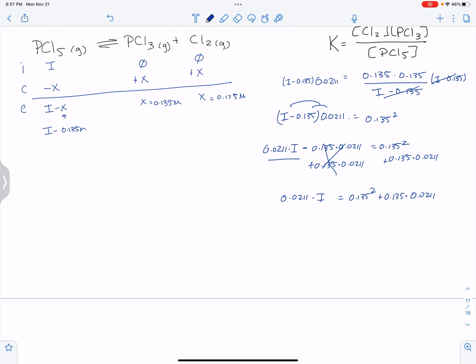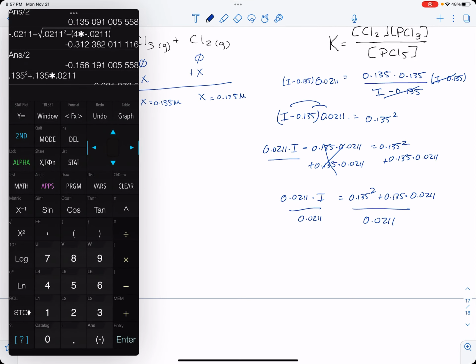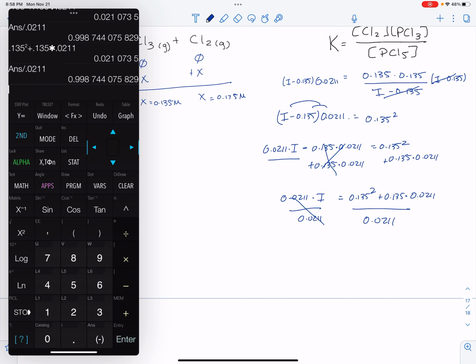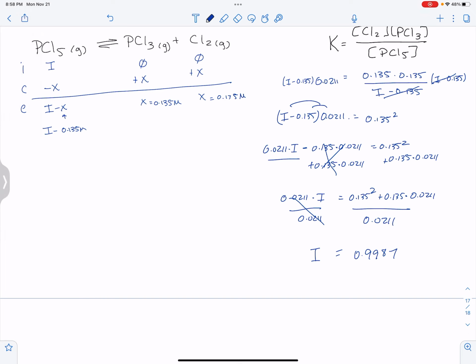Now I just need to divide both sides by 0.0211. I'm going to bring my calculator over here, and that gives me 0.135 squared plus 0.135 times 0.0211, and I'm going to solve it and then divide by 0.0211, and that gives me I is equal to 0.9987, which, if I'm going with all my sig figs, I've got three sig figs in all of these.